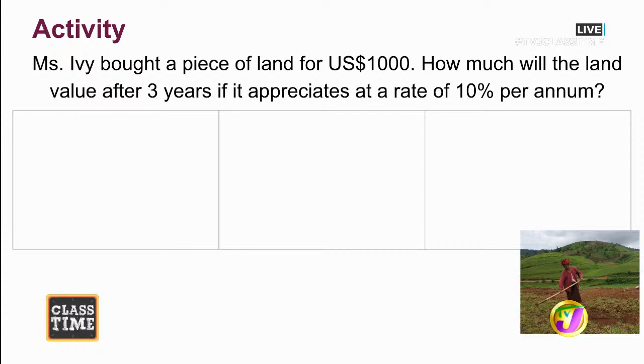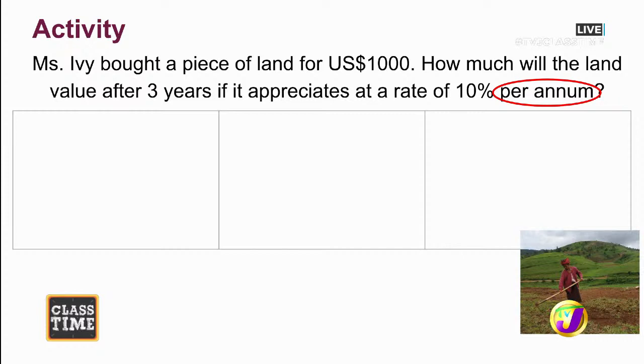Cool. All right, so Miss Ivy bought a piece of land for US $1,000. How much will the land be worth after 3 years if it appreciates at a rate of 10% per annum? And just to zoom in on per annum, when we talk about per annum, we're talking about annually or yearly, per year. So that's another phrase to represent yearly, right?